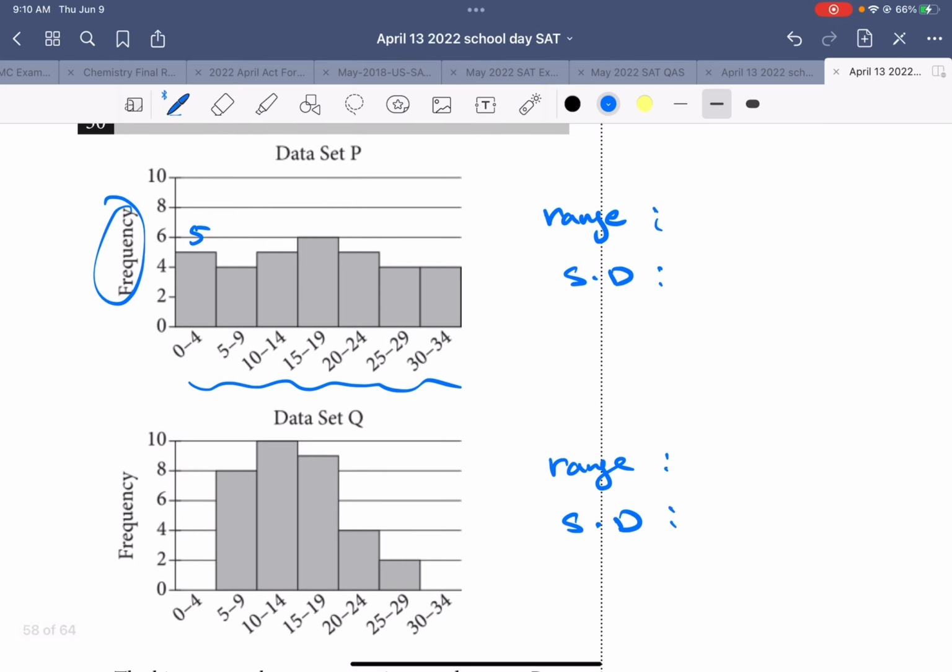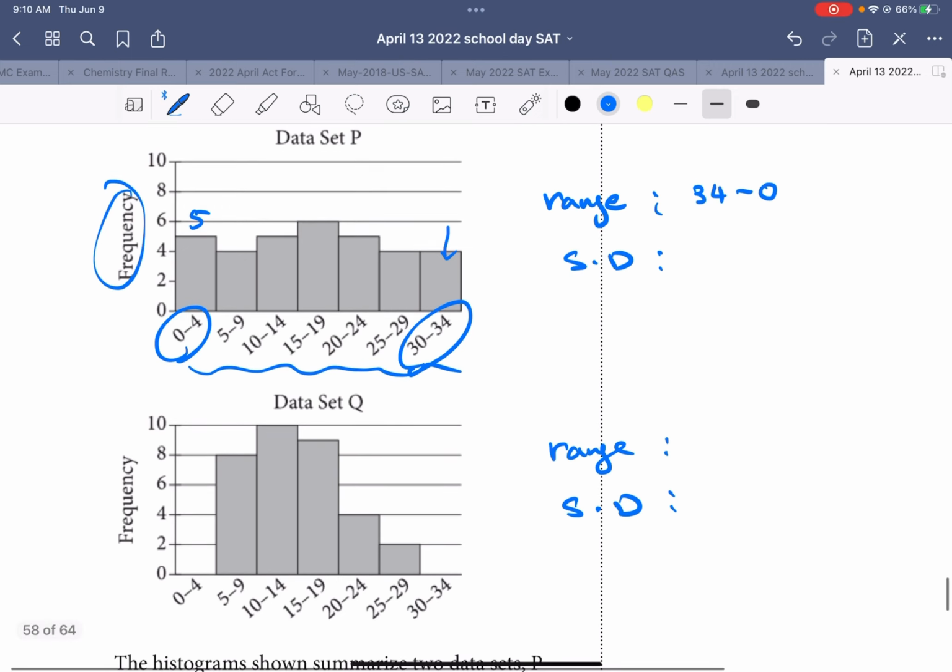So range is the biggest number minus the smallest number. So it's not 34 minus 0. It could be in here, all the numbers, it could be 30 or 31. So anyway, these numbers minus this number will be your range. And for the second data set Q, these numbers minus these numbers. But you know that the first one's range is bigger. So this is bigger, this is smaller.